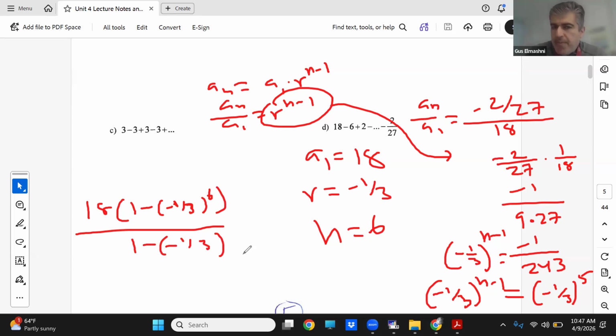But once you know the explicit rule, like 18 times -1/3 raised to the n-1 power, you could put it in sigma notation and you know what n is. If I do it this way, let's see what I got. 1 minus -1/3 raised to the 6th power times 18 divided by 4/3. Comes out kind of nasty. 13.481, I think, if I'm not mistaken.